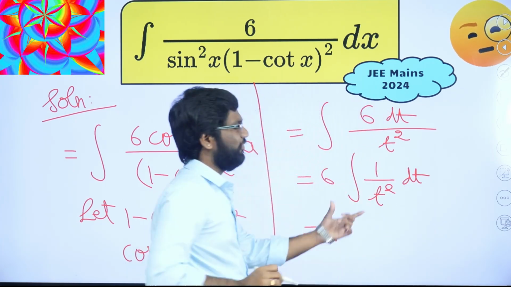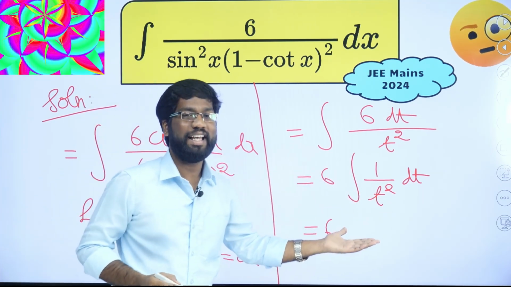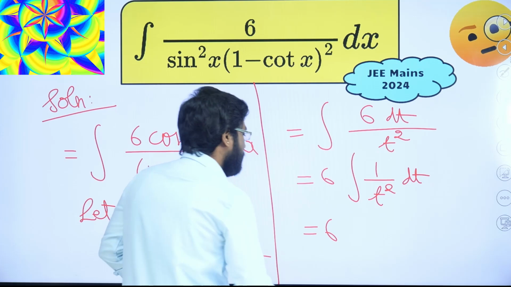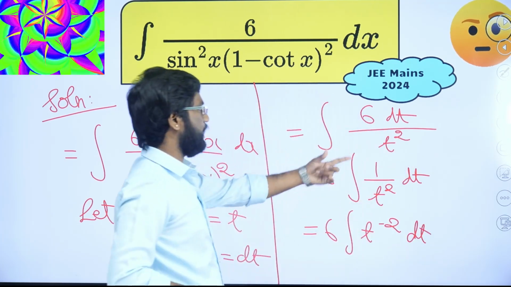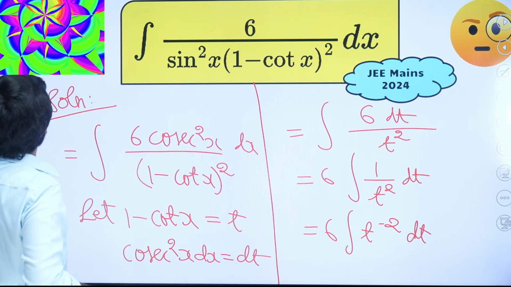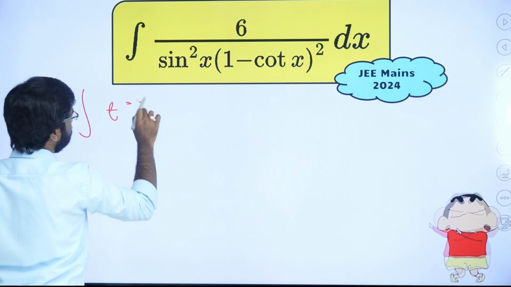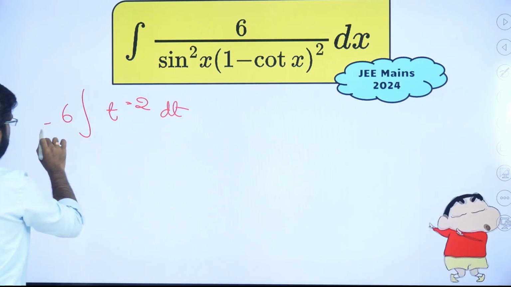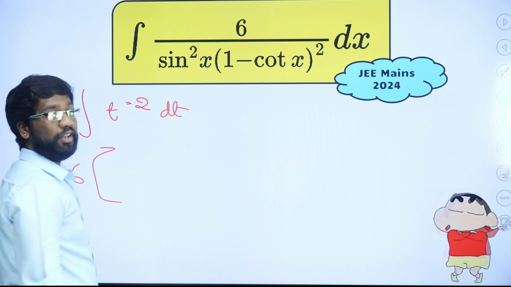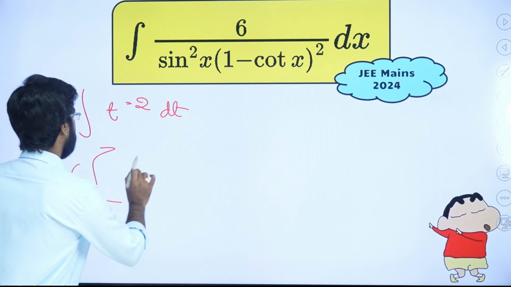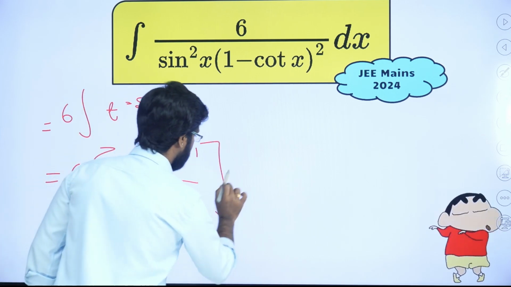So this is a very easy thing, my dear students. By seeing itself, you can say the answer. It's a standard integration formula only. Just for you, I'll solve it. 1 by t square, if I bring it up, becomes t power minus 2. So integration of t power minus 2 dt. Now we have to do x power n plus 1 divided by n plus 1. So t power minus 2 plus 1 divided by minus 2 plus 1, plus c.